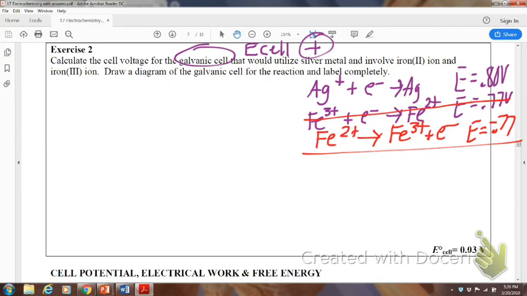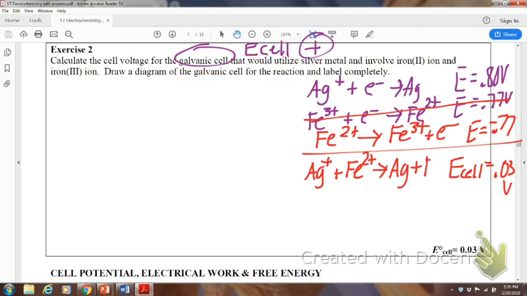So overall, luckily everything's 1 electron, so that makes this easy to balance. So our E cell is 0.03 volts. And then our final balanced equation, our net ionic at that, is going to be Ag plus, Fe2 plus going to Ag plus Fe3 plus. So now that we know how to do that, let's draw our cell.